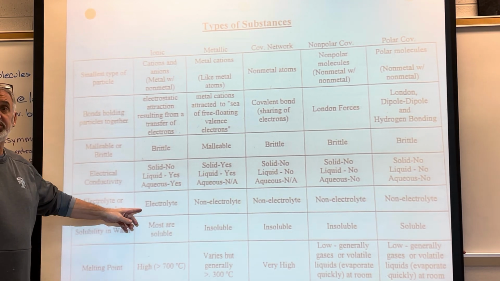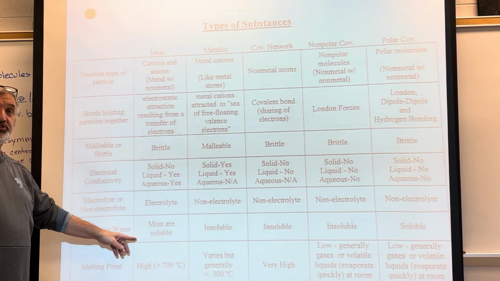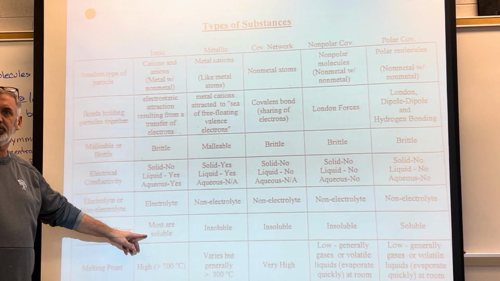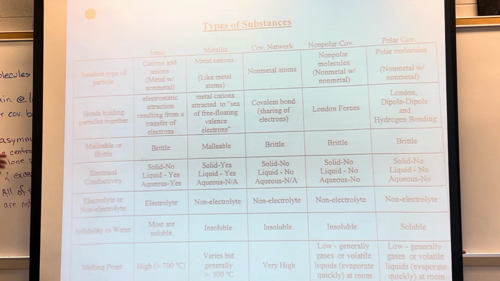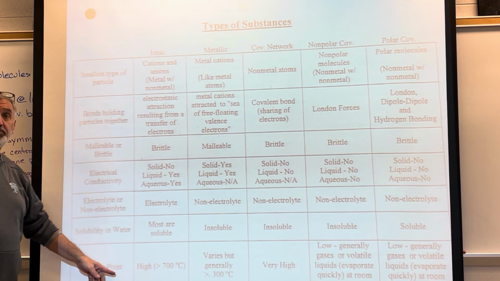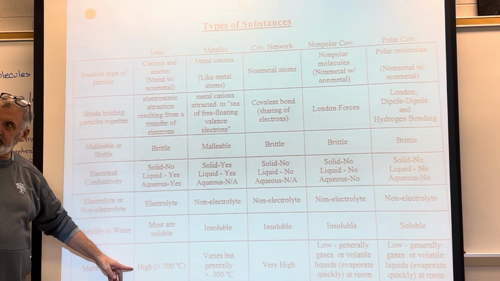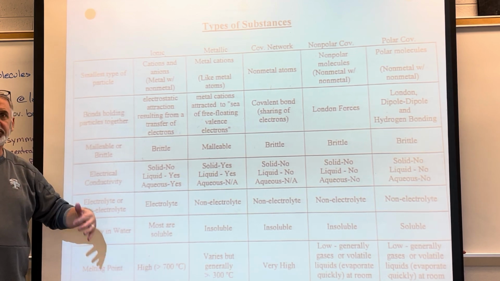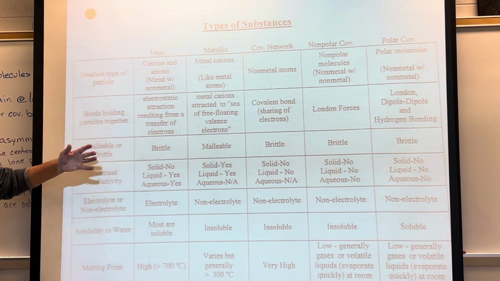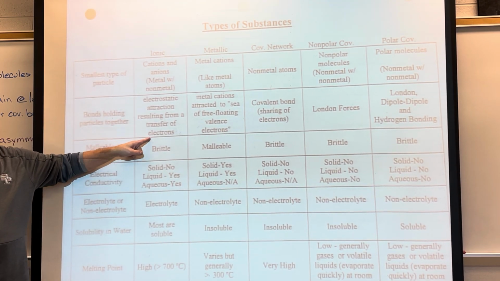An electrolyte is just a substance whose water solution conducts electricity. Okay? Most are soluble in water. When we get into chapter 13 to talk about solutions, we'll talk about more of these attractive forces and why they're soluble. Okay? And they have super high melting points. What does that mean about the strength of the ionic bond? It's very strong. Higher the melting point, the stronger the attraction. But it's not an IMF with an ionic compound. It's an electrostatic, Coulombic attraction in an ionic compound.